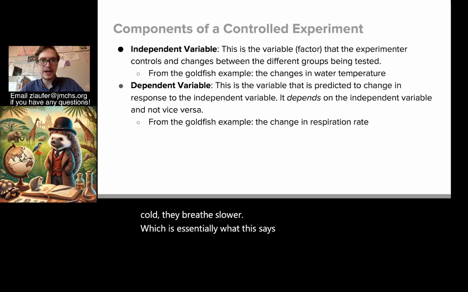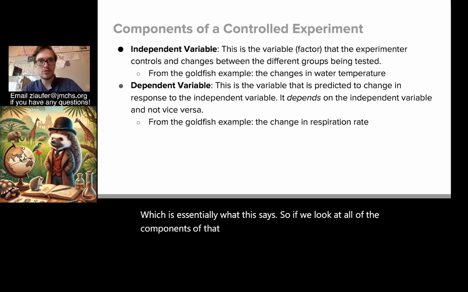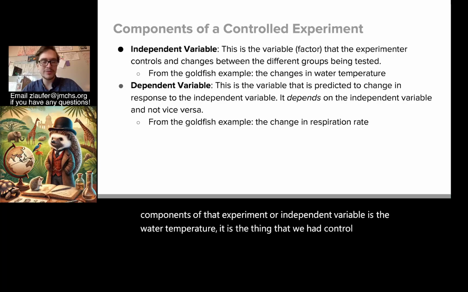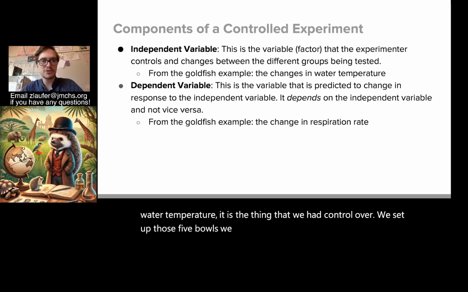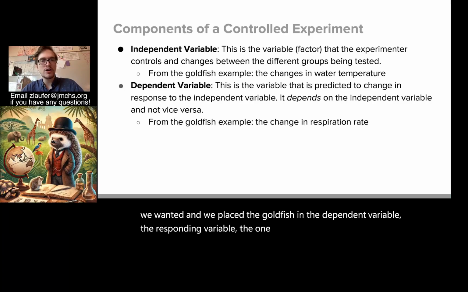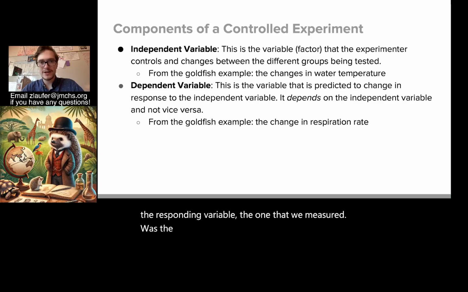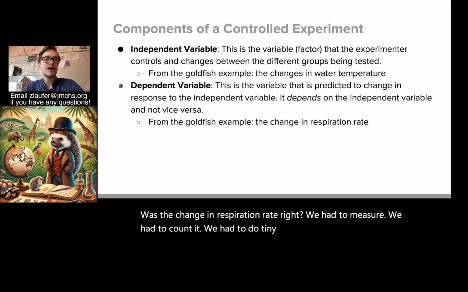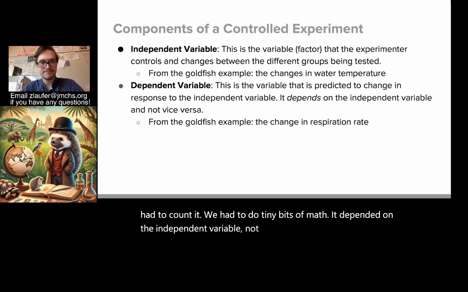So if we look at all of the components of that experiment, our independent variable is the water temperature. It is the thing that we had control over. We set up those 5 bowls. We picked the 5 different temperatures that we wanted, and we placed the goldfish in. The dependent variable, the responding variable, the one that we measured, was the change in respiration rate, right? We had to measure it. We had to count it. We had to do tiny bits of math. It depended on the independent variable, not vice versa. So the independent variable was the water temperature.